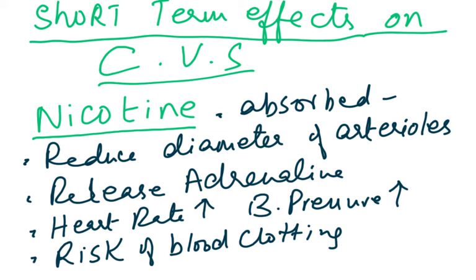And it stimulates the nervous system to reduce the diameter of arterioles. Now, what is that called? That's called vasoconstriction. So the muscles in the wall of the arterioles contract, and it reduces the diameter of the arterioles. And it also causes the release of the hormone adrenaline. You remember the adrenal gland on top of the kidneys, that is stimulated to release adrenaline. As a result, the heart rate and the blood pressure increase. So heart rate increases, blood pressure increases.